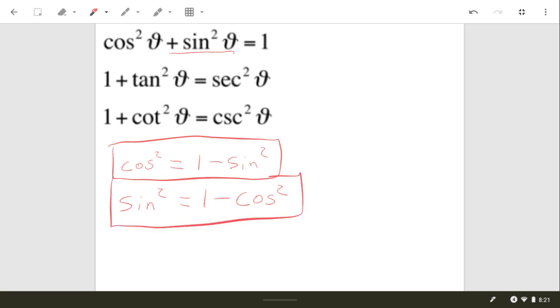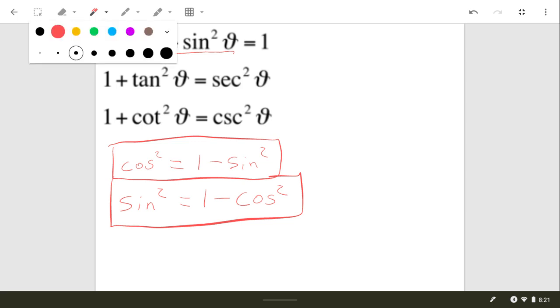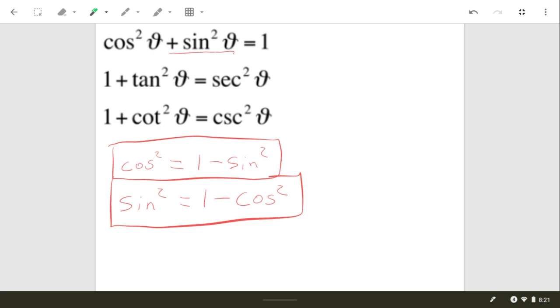In addition to these, we could have the negation of them. So that just means I'm going to add a negative to everything. All right. So if I take this equation and I add a negative, I would get negative cosine squared is equal to negative 1 plus sine squared. So I'm adding a negative to every piece.